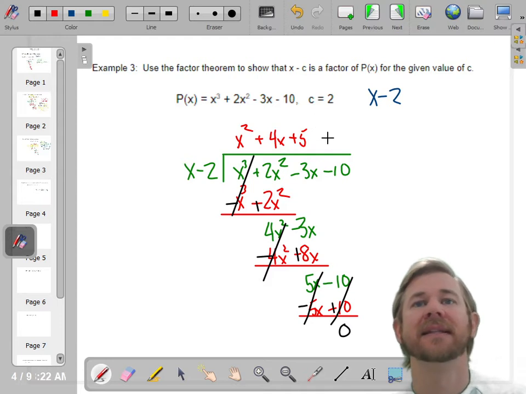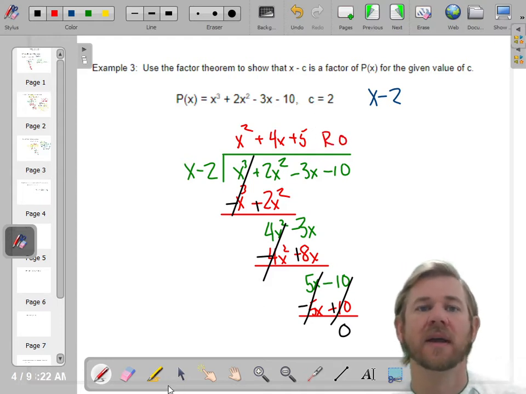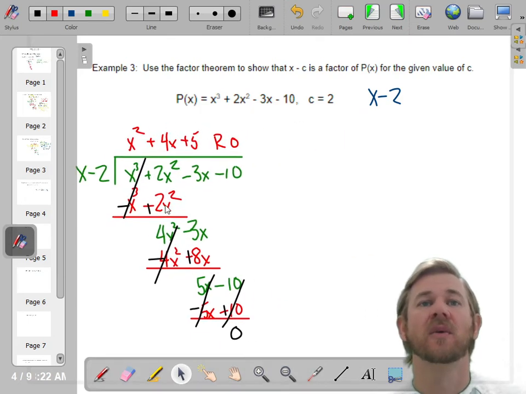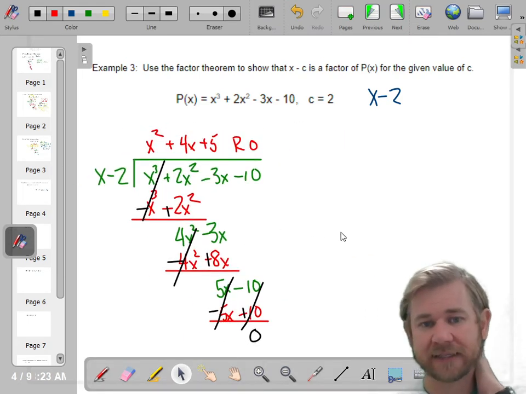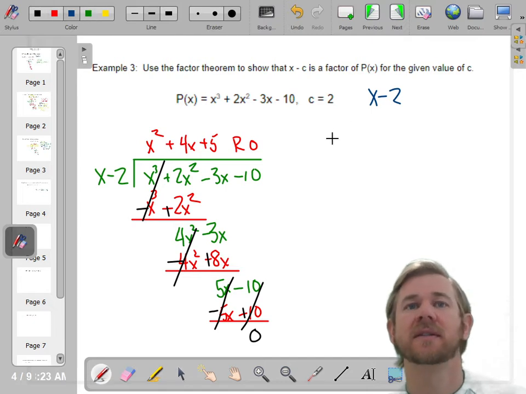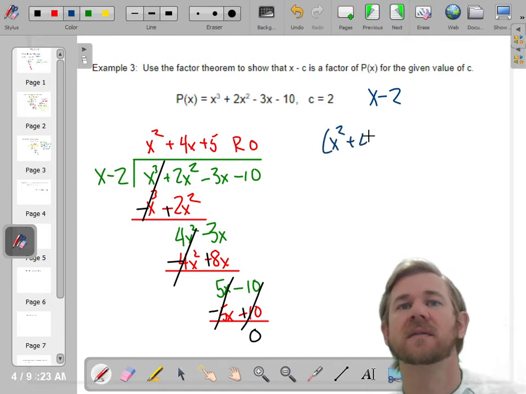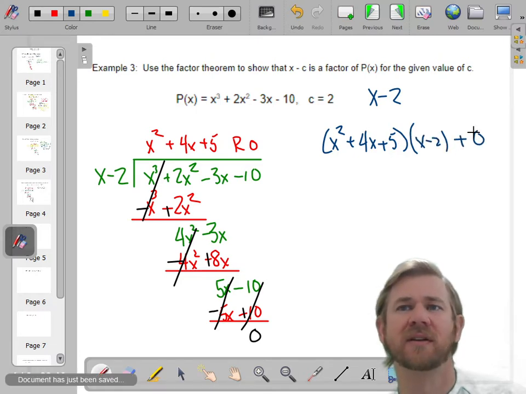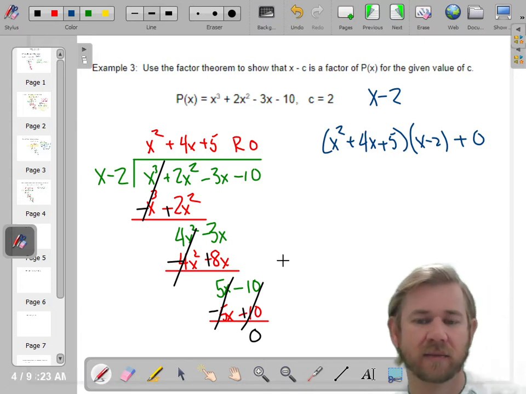That means that the remainder is 0. If the remainder is 0, that means that you have a factor. So we'll check it, and maybe this will help you kind of see it. If you have the quotient times the divisor, x minus 2, and then you say plus remainder, well, plus 0, I'll write it, but you don't really need to write it.